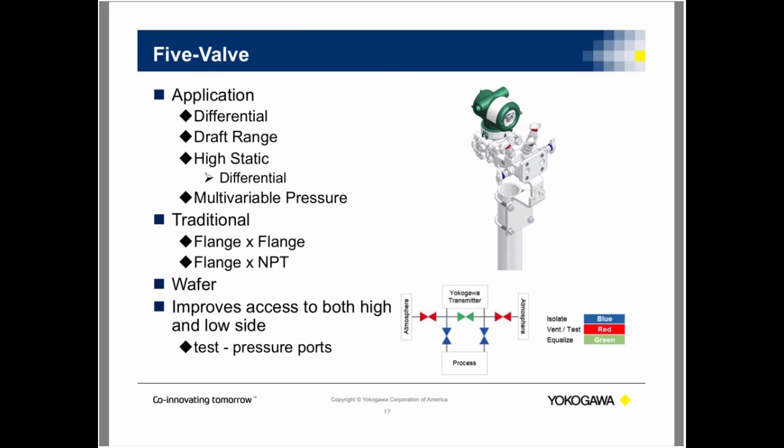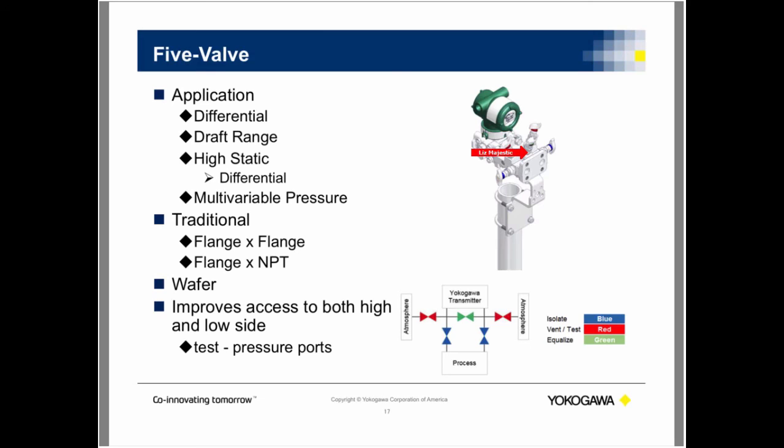Now, it has 2 vents, and then it has the green equalizer, and 2 blue valves that are isolations. You can see it up here in the manifold also. You see your 2 blues on the right and left, your vents up top, and your equalizer up in the middle right here. That's just one type of manifold style. Sometimes it's completely different, but on a differential 5-valve, you're always going to have 1 equalizer, 2 vents, and 2 isolations.